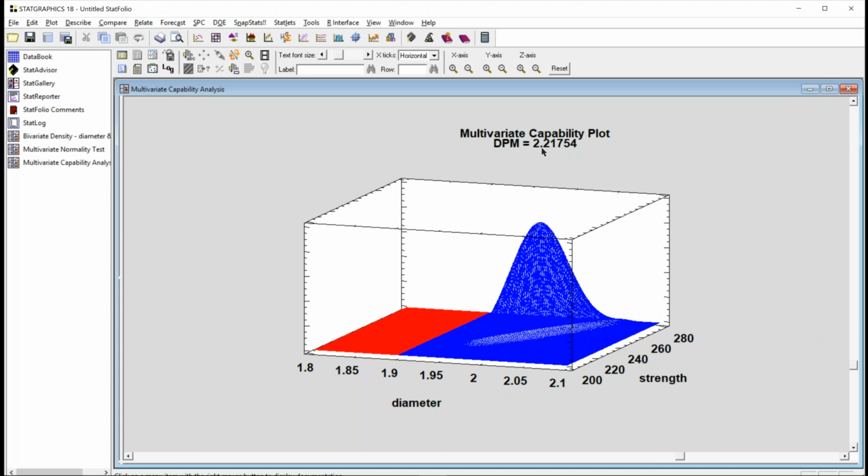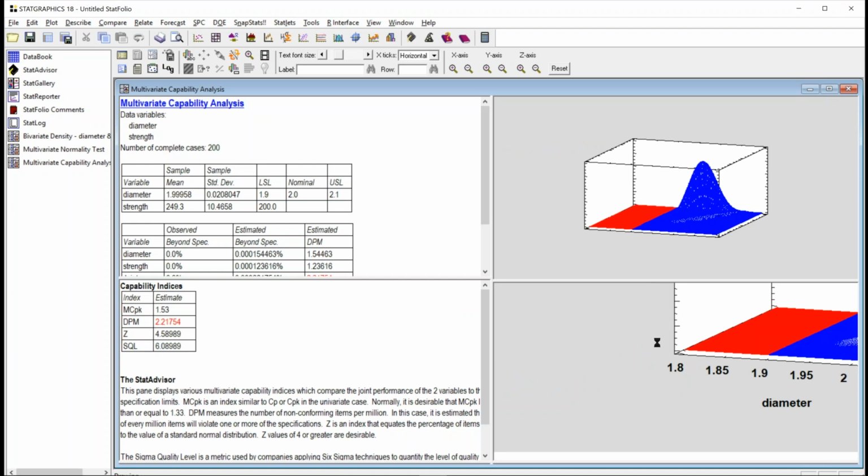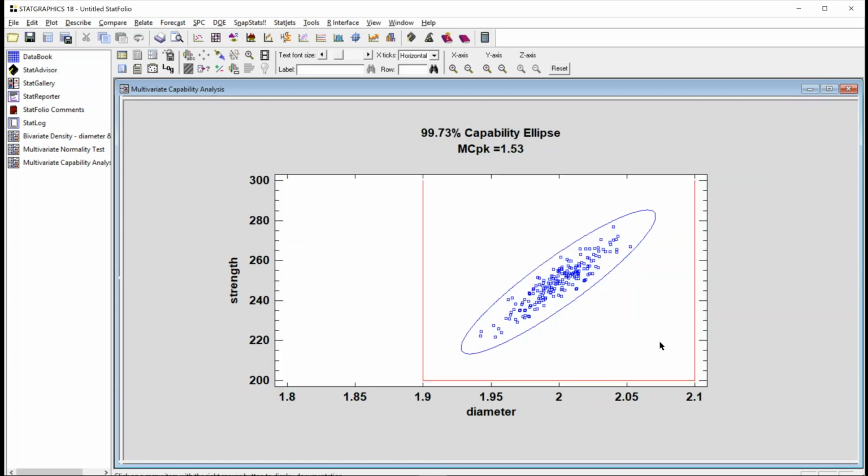In other words, I estimate that 2.2 of my medical devices per million are likely to be out of spec with respect to one of the variables or another or both. Okay? Now, I also like the plot down here called the capability ellipse.